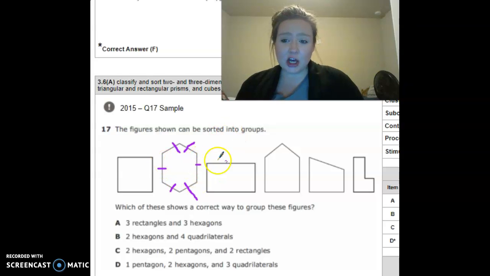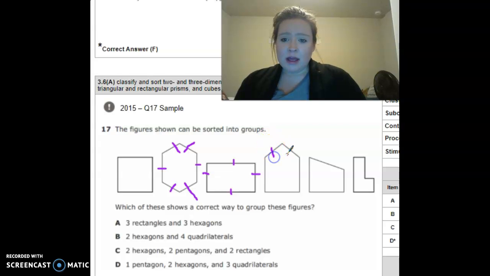Good, a hexagon. This has 4 sides. 1, 2, 3, 4. And 2 sides are the same length. The opposite sides are the same length. So the top and the bottom are the same length and the 2 sides are the same length. What shape is this? Good, that is a rectangle.